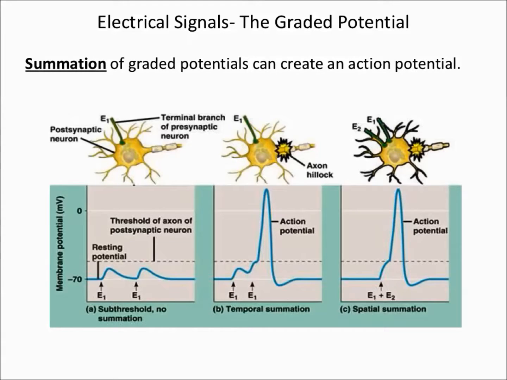Summation of graded potentials can create an action potential. So in essence, you are basically adding graded potentials one on top of another until you reach threshold so that you can create an action potential.